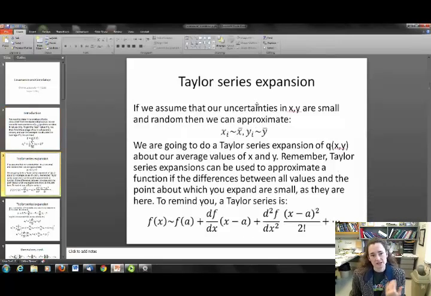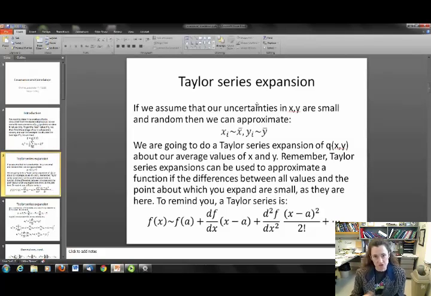But now, let's assume that our uncertainties in x and y are small and random, so that we can really approximate that each xi value is pretty close to our average value, as are our yi values. They're pretty close to our average values of y. So what we can do then is do a Taylor series expansion of Q, our calculated Q value, about our average values of x and y.